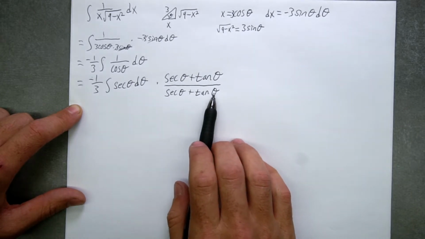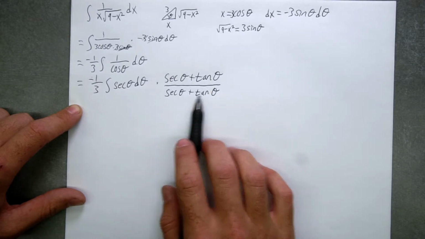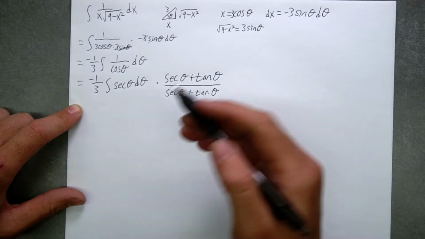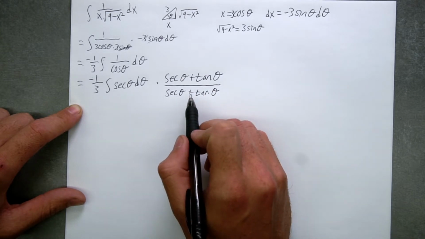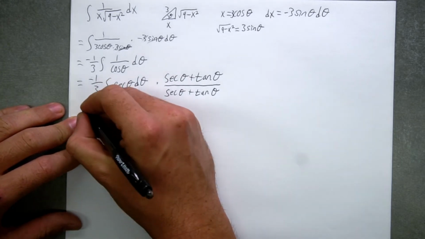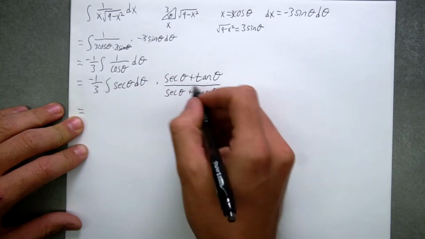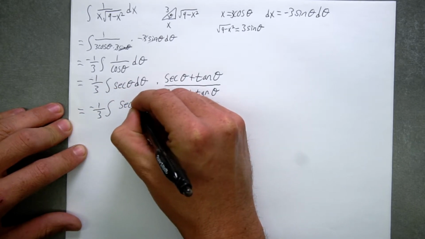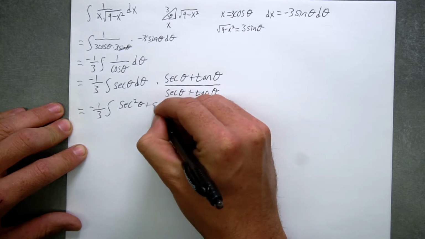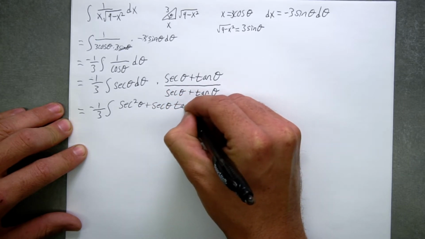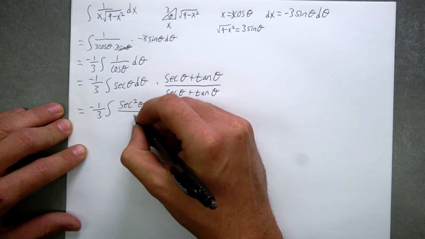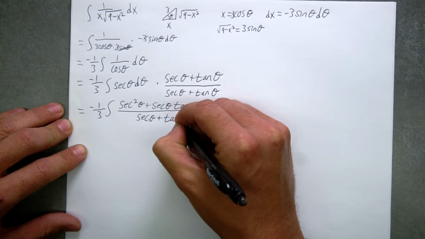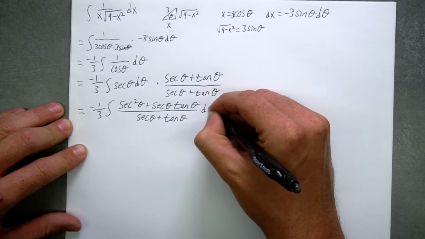Secant theta plus tangent theta will be our u, and when we take the derivative of this, we get secant squared theta plus secant tangent. So when we multiply this out, we get negative 1/3 times the integral of secant squared theta plus secant theta tangent theta divided by secant theta plus tangent theta, all d theta.